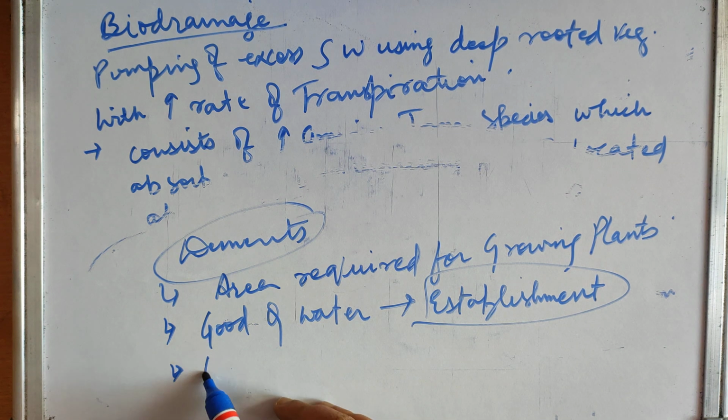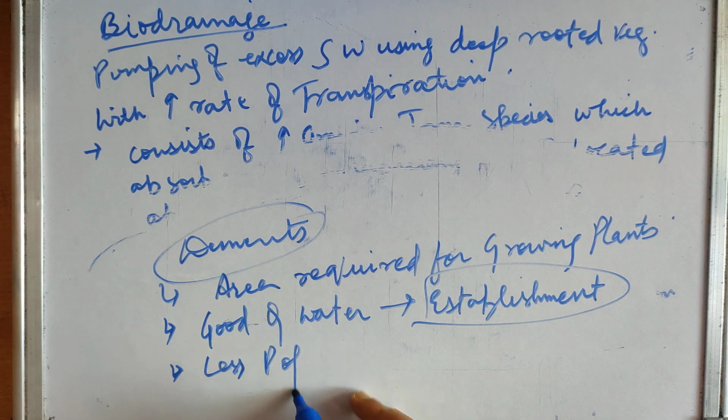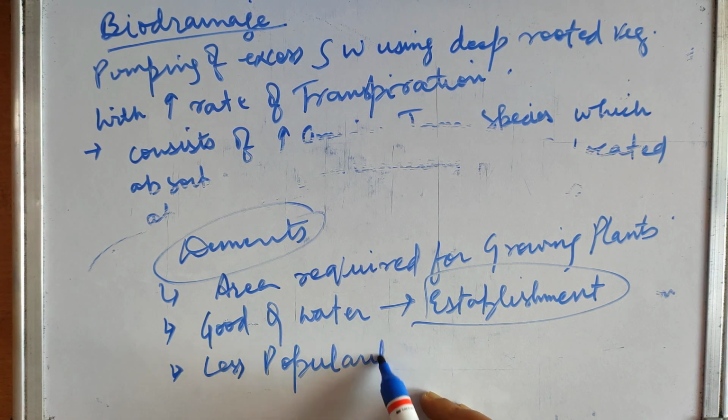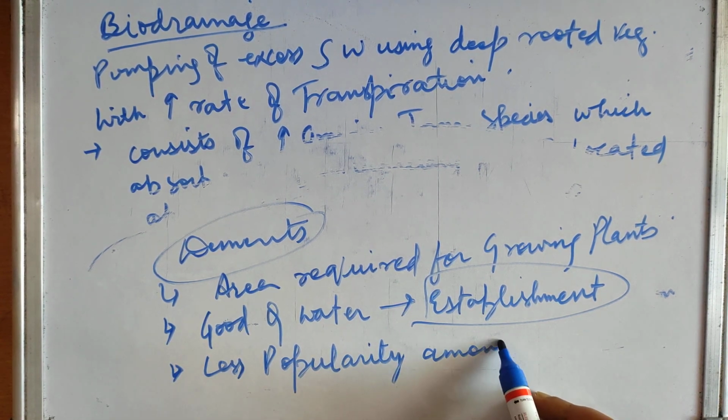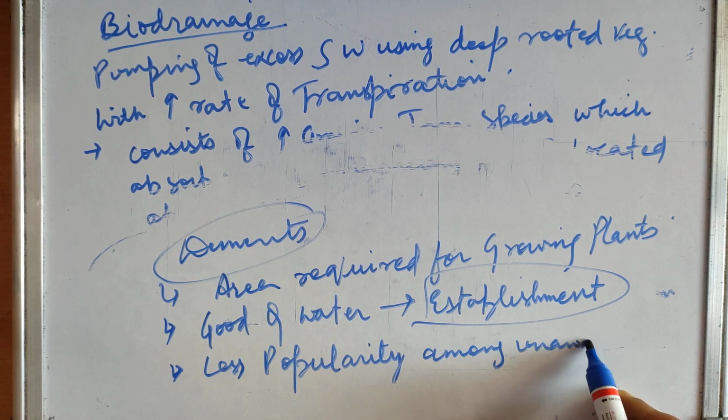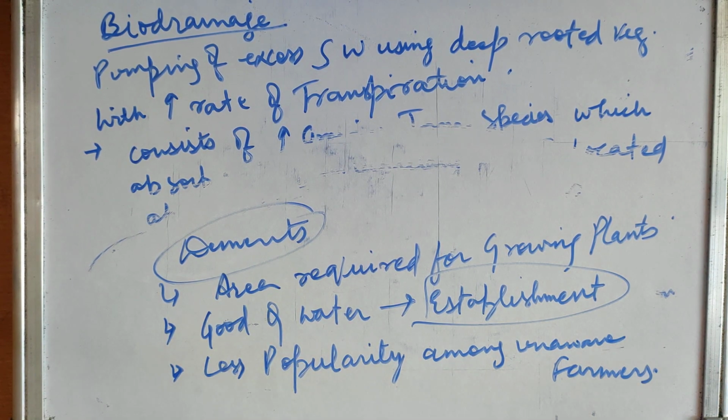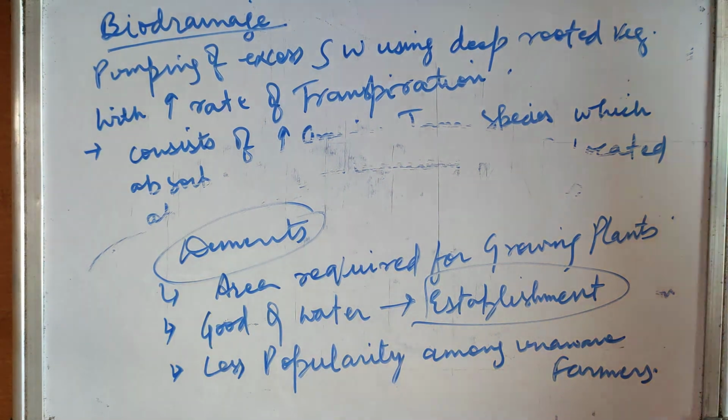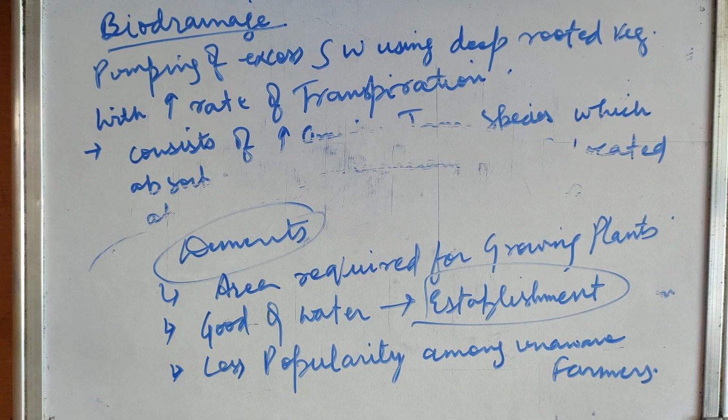Less popularity among unaware farmers. Unaware farmers do not know of this. They will not think of planting trees and doing biodrainage. They will simply cut some areas and make ditches and let the water go out.